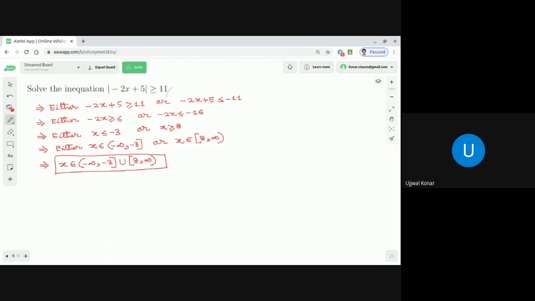You can approach it, but you will be approaching it with a little less confidence because there is no guideline on exactly how to proceed. Mod of minus 2x plus 5, yes, mod means it should be greater than 0. You may say minus 2x plus 5 greater than or equal to 11 and get a solution, but it will be a partially correct solution. That is why the guideline is important.